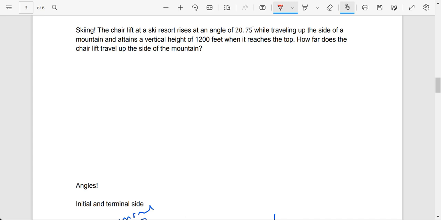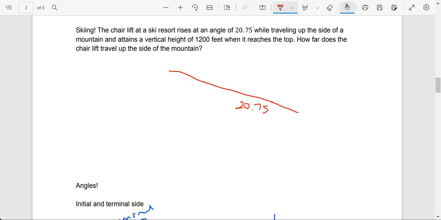All right, word problems. Make sure that you're reading these word problems carefully. Skiing. We're talking about skiing here. The chairlift at a ski resort rises at an angle of 20.75. So it's rising 20.75, so it's going up 20.75.